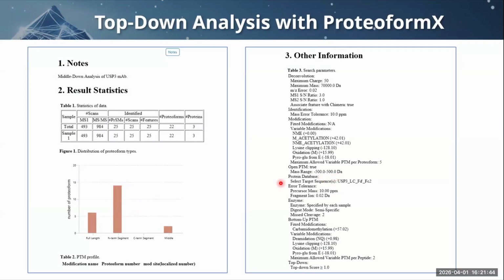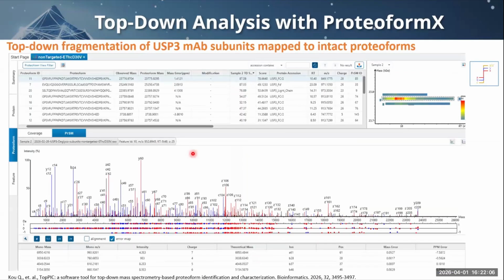So the results start with a summary page here. You have notes, you have some stats, you have all your parameters that you have selected. One thing I want to point out here is that you see we've got 22 proteoforms, but 3 proteins. So these are the 3 subunits that underwent the top-down experiment. And so if we look at some data, this is what the top-down results window looks like. I don't have everything shown here, just the ones that I'm using.